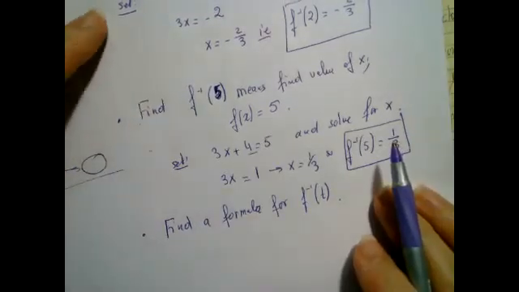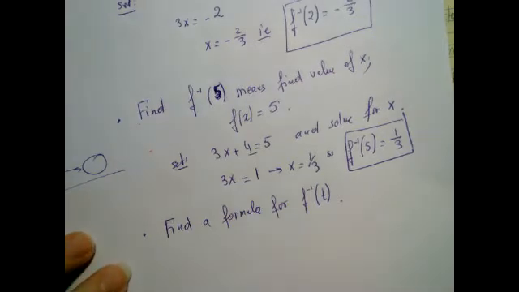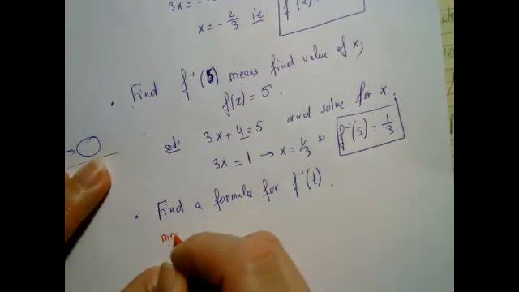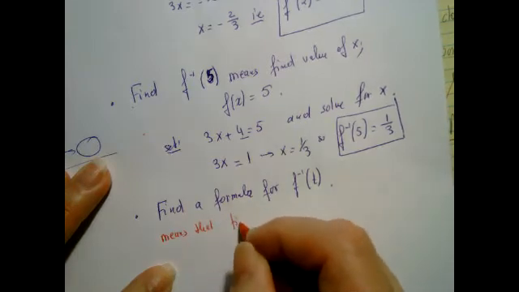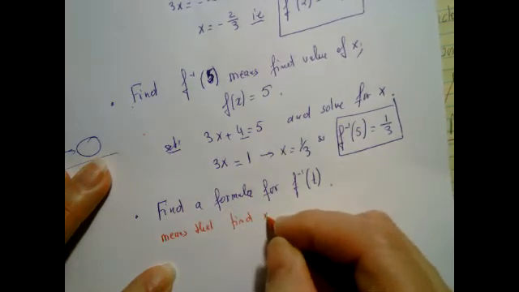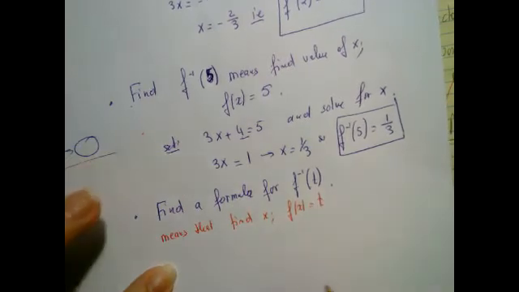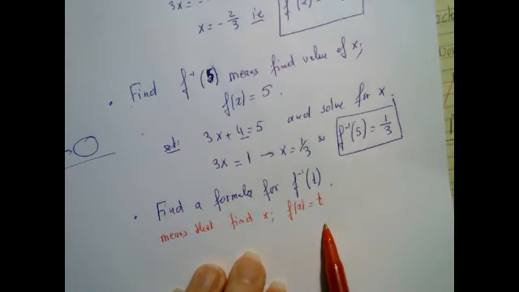Instead of doing it several times, give me a formula for it. So let us rephrase this question. What does it mean, find a formula for f inverse? It means find x such that f of x equals t. So in this case, I'm going to find a formula for x in terms of t.